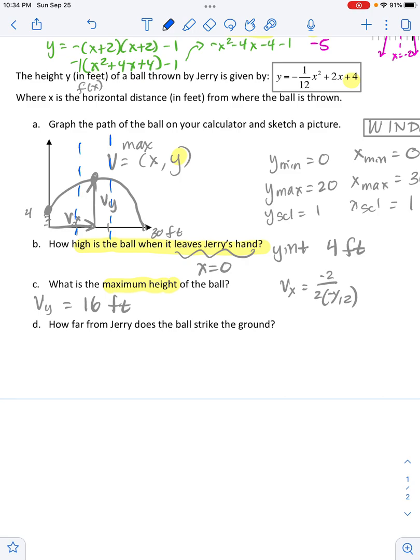How far from Jerry does the ball strike the ground? Okay, strike the ground. What does that mean? Striking the ground means it has landed. It means its height, or y, is 0. So this is asking for an x-intercept. Now, if you use your big brain, this is an upside down parabola. There's another part back here, and that would be one of our zeros, but that one doesn't make sense because it's before Jerry threw the ball. Nobody cares about that. So we want to find this one over here.